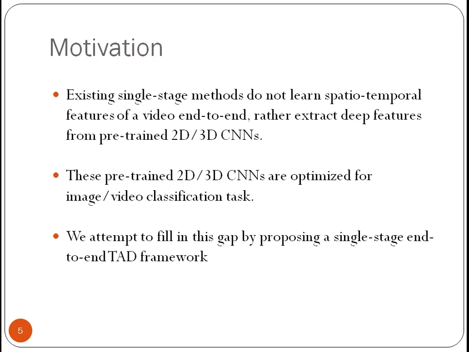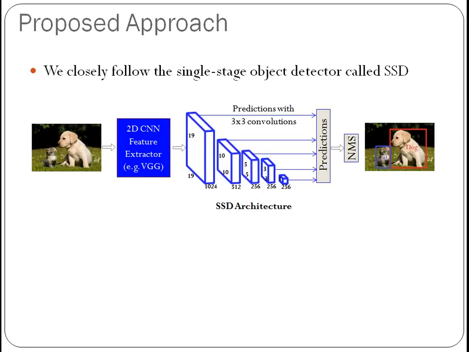However, the existing single-stage methods for temporal activity detection do not learn the spatiotemporal feature representations of a video in an end-to-end manner. Rather, they extract deep features from pre-trained 2D or 3D CNNs, followed by complex feature aggregation methods to provide the temporal modeling. Since these 2D or 3D CNNs are specifically optimized for image or video classification tasks, such off-the-shelf features may not be suitable in a diverse video domain for the temporal activity detection task. We therefore attempt to fill in this gap by proposing a single-stage end-to-end trainable framework for temporal activity detection.